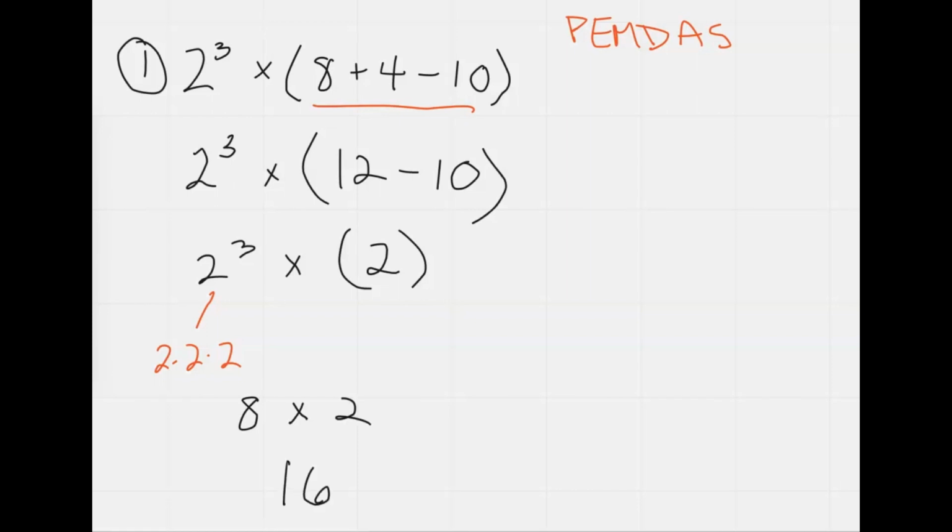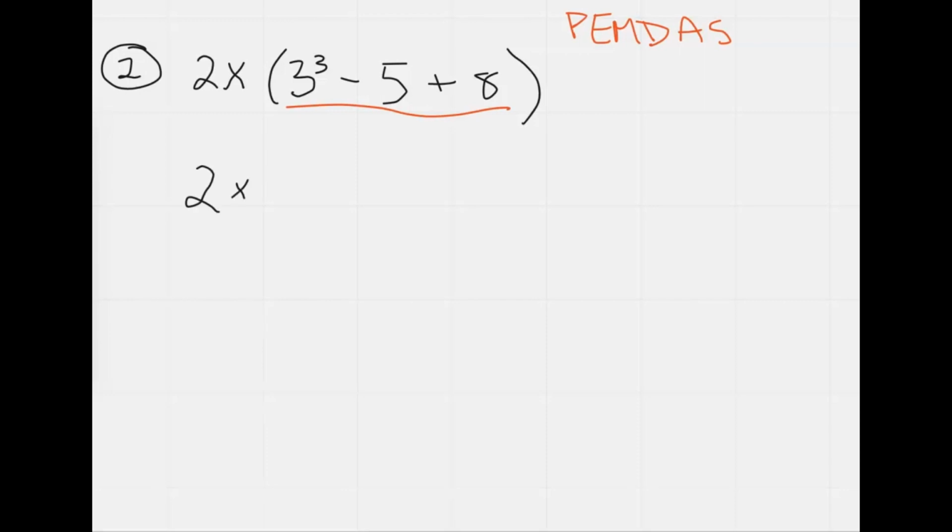Let's look at a second problem. How about 2 times, in brackets, 3 to the power of 3 minus 5 plus 8? Again, let's look back to PEMDAS. Do we have parentheses? Yes, we do. Within the parentheses, we see we have no other sets of brackets, but we do have exponents, so we must solve that first. 3 to the power of 3 is the same as 3 times 3 times 3, which gets us 27. In brackets now, we have 27 minus 5 plus 8.